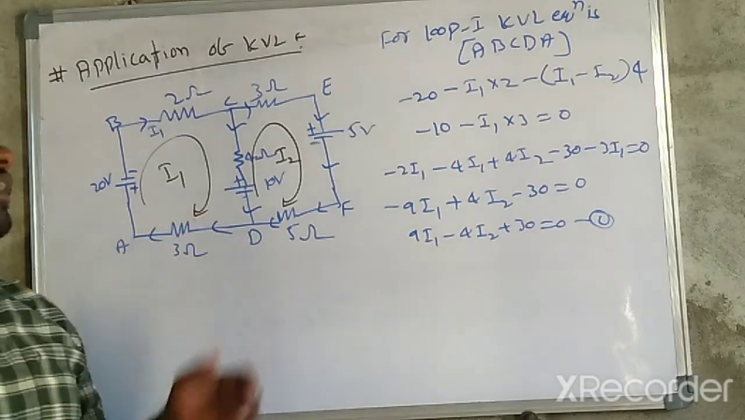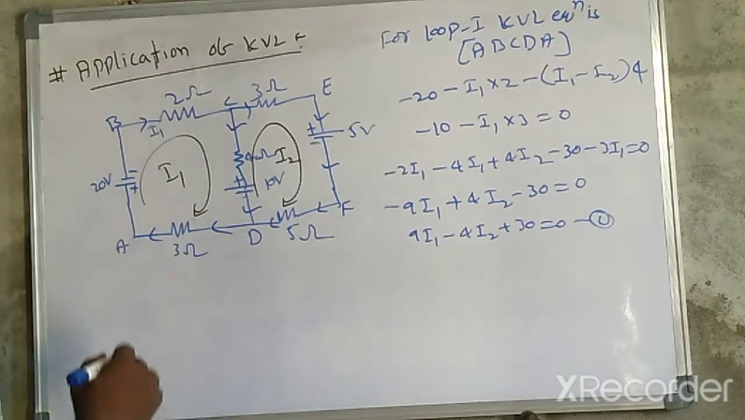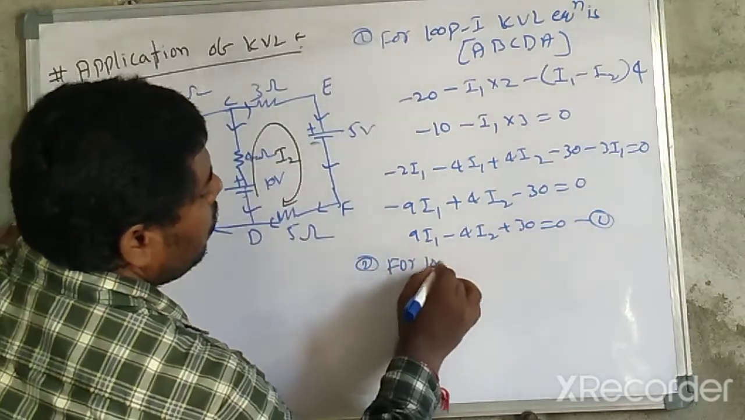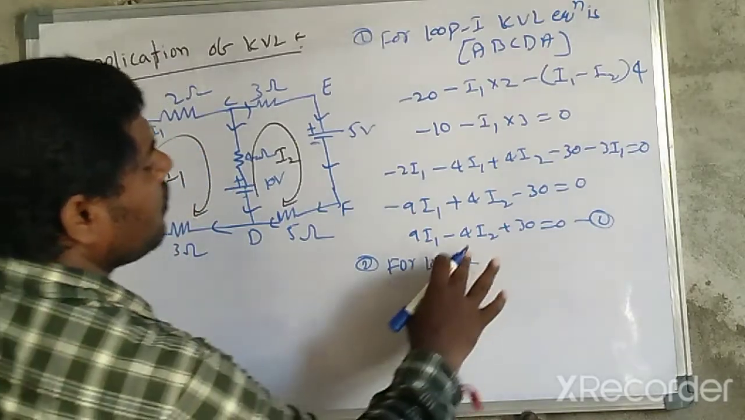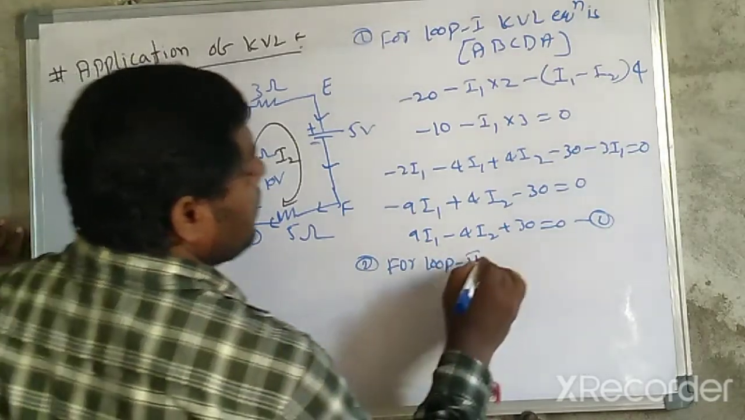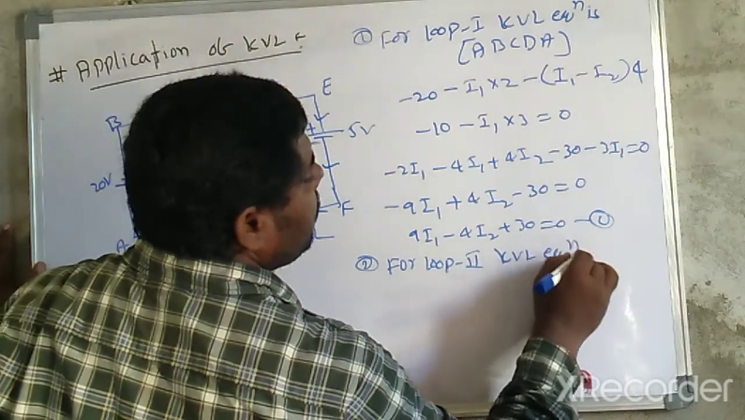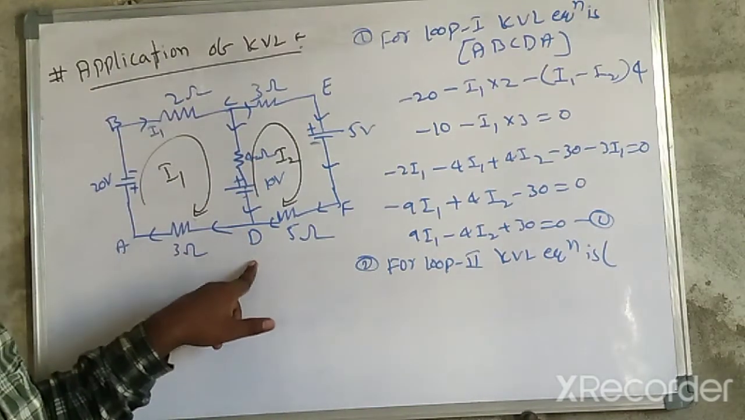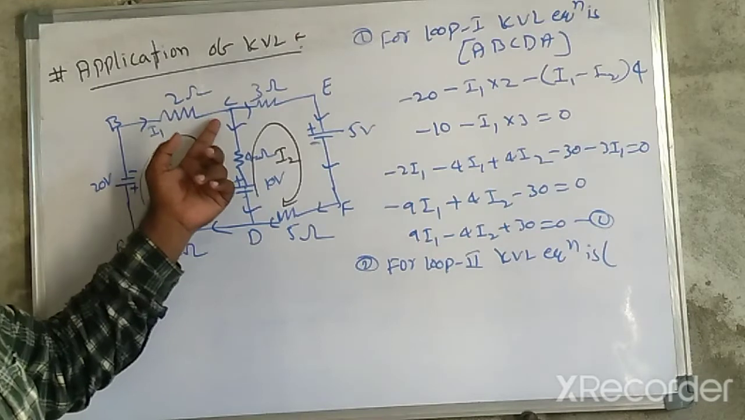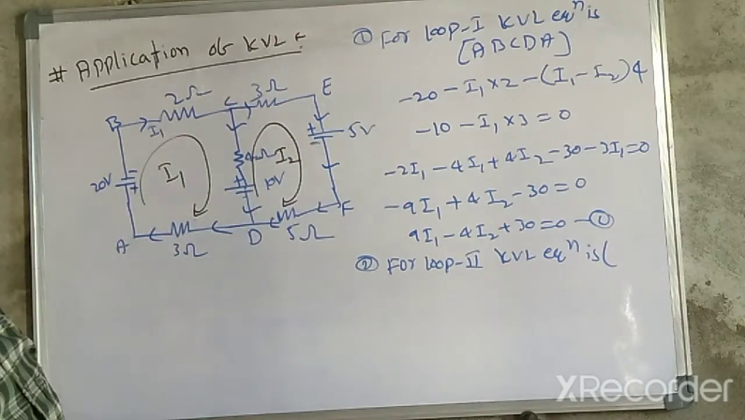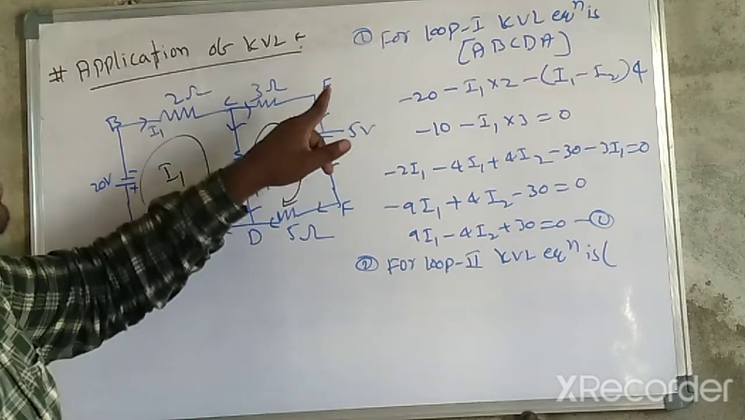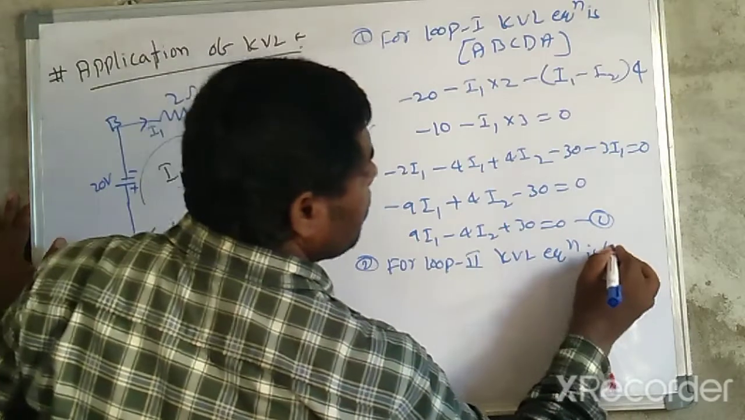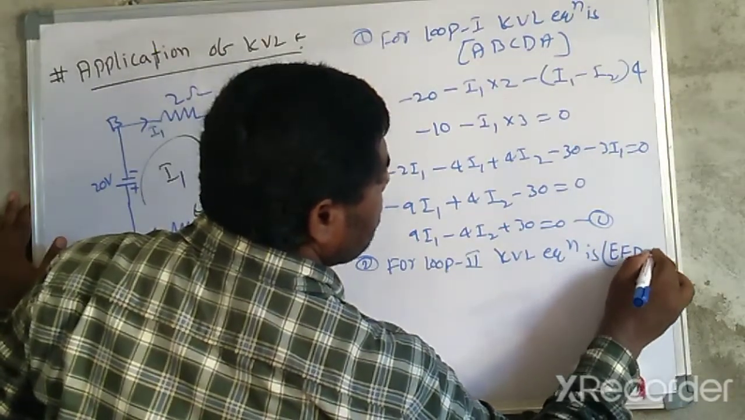Now I am going to write the KVL equation for loop 2, the second one. Which loop here? Another loop, E, F, D, C, E.